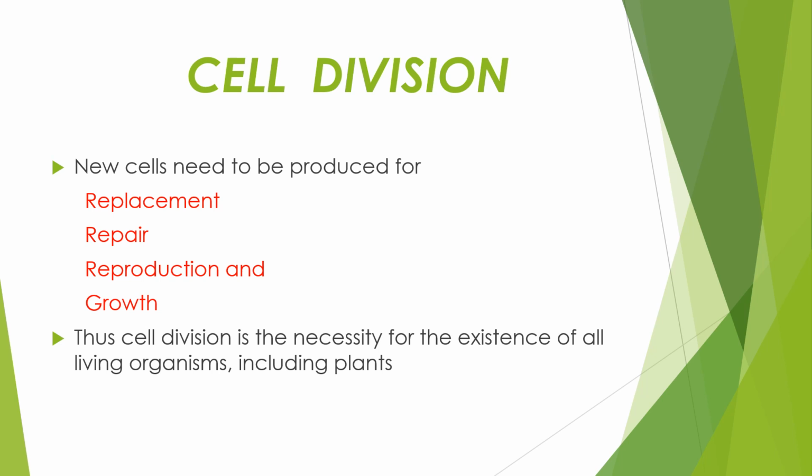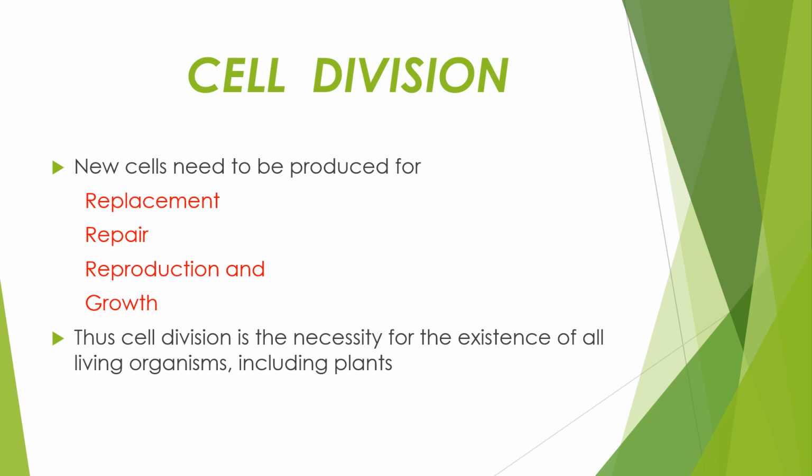So cell division is a very important process, a necessity for the existence of all living organisms, including plants. That means both plant and animal cells are dividing. Both are growing, both are reproducing, both are replacing their old cells, both are repairing their worn out cells. So cell division occurs both in plant as well as animal cells. Whenever a child grows into an adult, or a small seedling grows into a big plant, which process is going on? Basically, this is cell division.